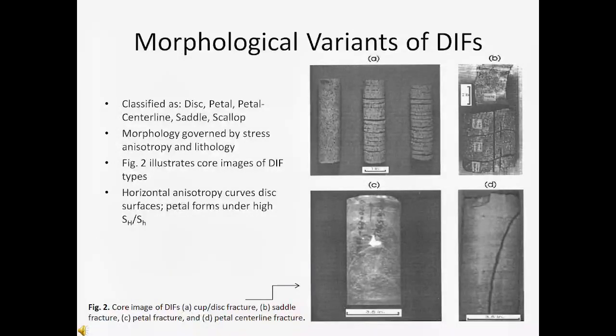DIFs are classified based on their geometry and initiation mechanics. The key morphologies include disc, pedal, pedal centerline, saddle, and scallop types. Figure 2 provides photographic examples. Each type reflects specific stress conditions. Disc fractures are commonly formed in isotropic stress fields, while pedal and saddle fractures develop in highly anisotropic settings. Understanding the morphology helps in correlating core observations with downhole stress conditions.